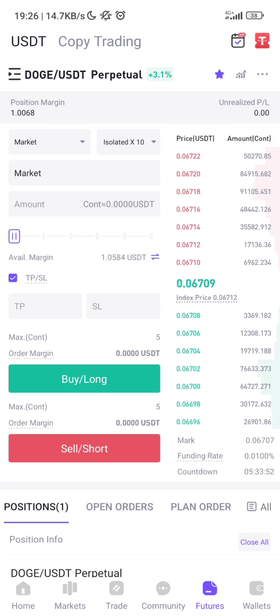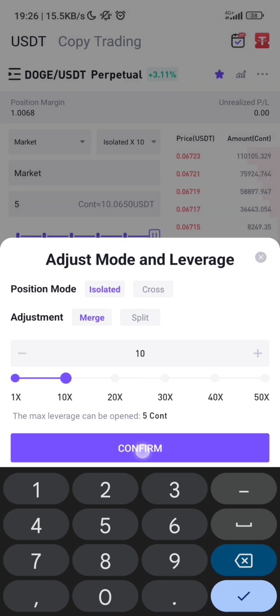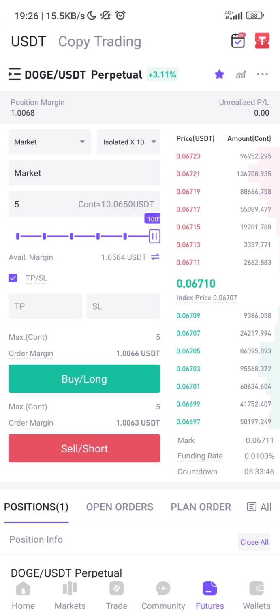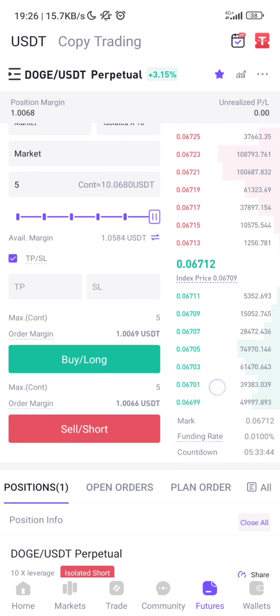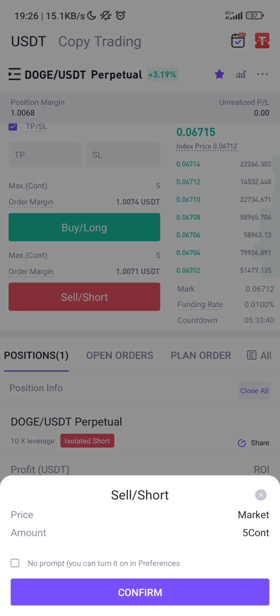So now let's continue still on this merge adjustment. Let's place the second one, same at the current market price, right? So we are still selling shorts. Don't forget we are selling shorts. Confirm.